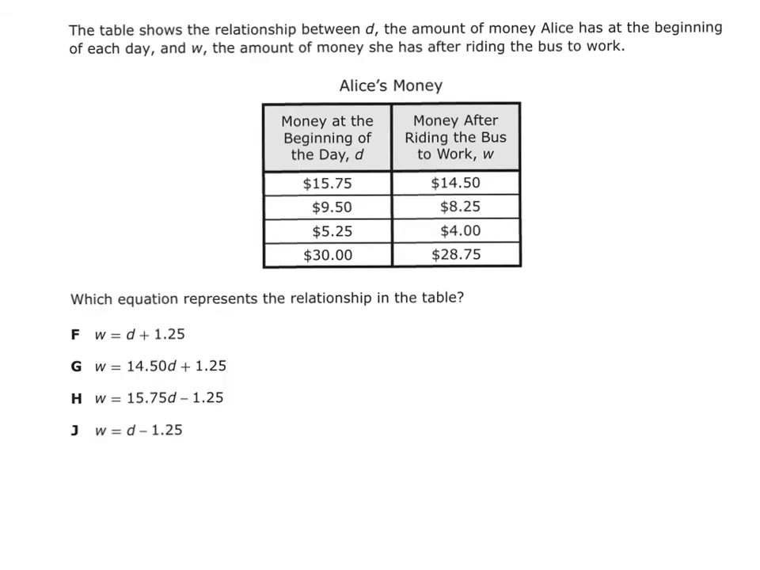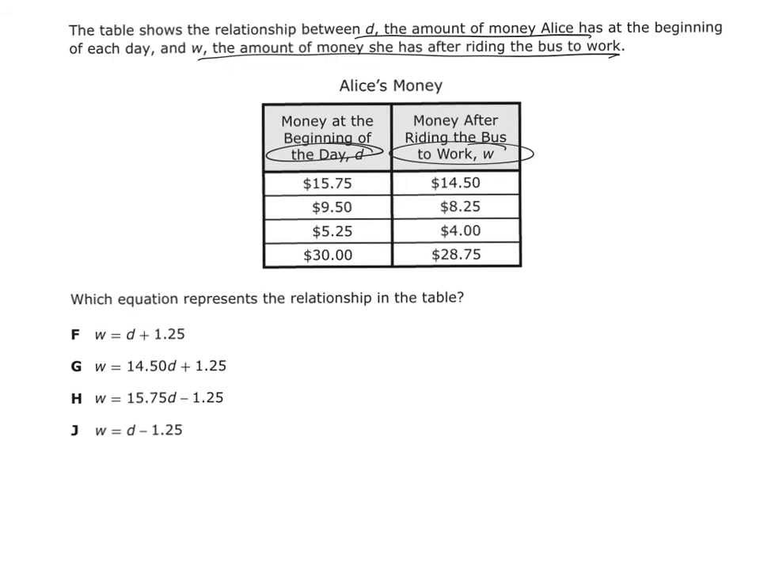Okay, I love tables, graphs, equations. I find them so fun because they pretty much tell you the answer, which is cool, and you can test it. So let's read this question. The table shows the relationship between D, the amount of money Alice has at the beginning of each day, and W, the amount of money she has after riding the bus to work. So here's my D, here's my W, before and after. Which equation represents the relationship?